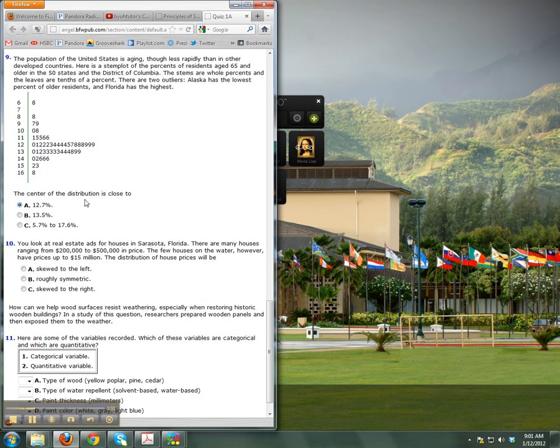So the question is, the center of the distribution is close to. So you have three options. Let's just eliminate one of the answers right now. We can eliminate C because the question is, what is the center close to? This option gives you 5.7 to 17.6, and that's pretty much the entire range of numbers in your stem plot. So we can eliminate that. That's not even close to what the center is.